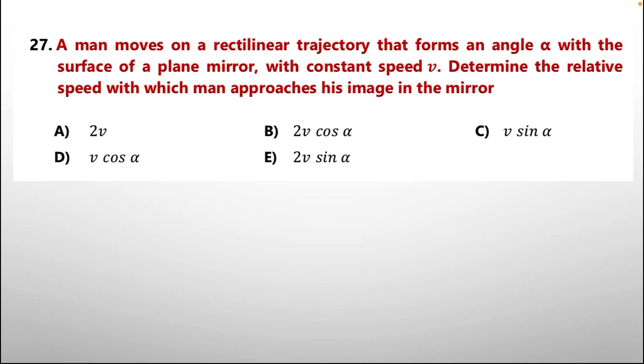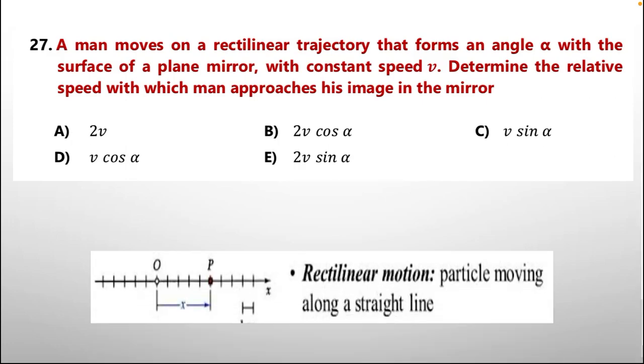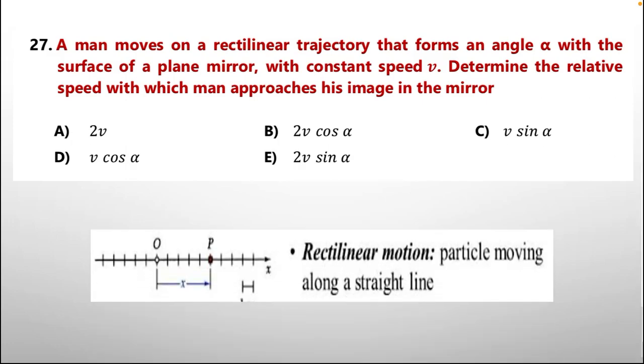Question number 27. A man moves on a rectilinear trajectory that forms an angle alpha with the surface of a plane mirror with constant speed v. Determine the relative speed with which the man approaches his image in the mirror. Options are given: A, 2v; B, 2v cos alpha; C, v sin alpha; D, v cos alpha; E, 2v sin alpha. So rectilinear motion is actually a particle moving along a straight line.